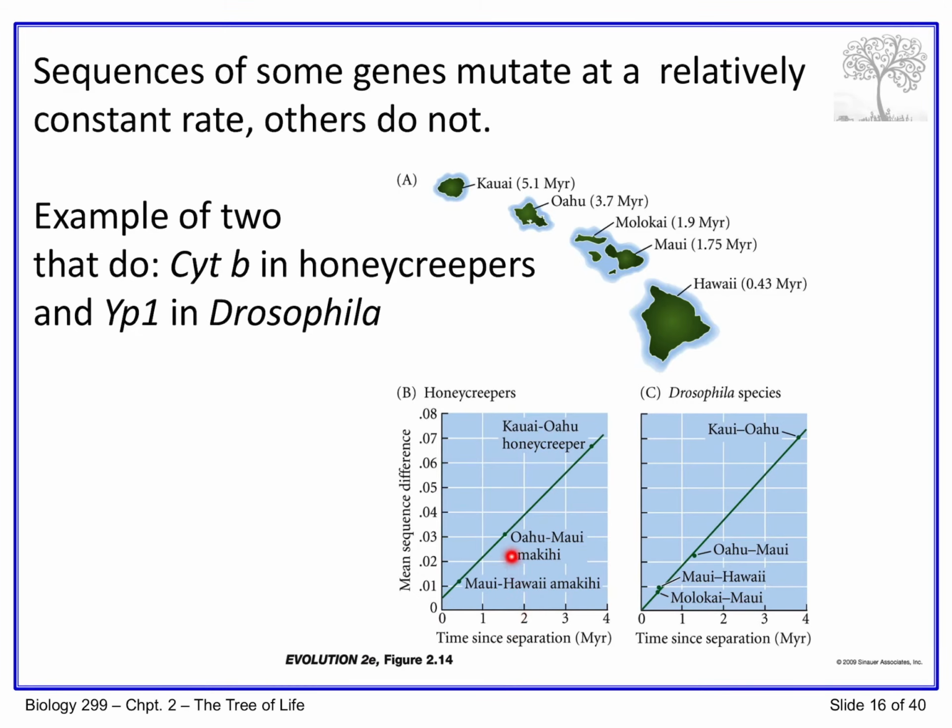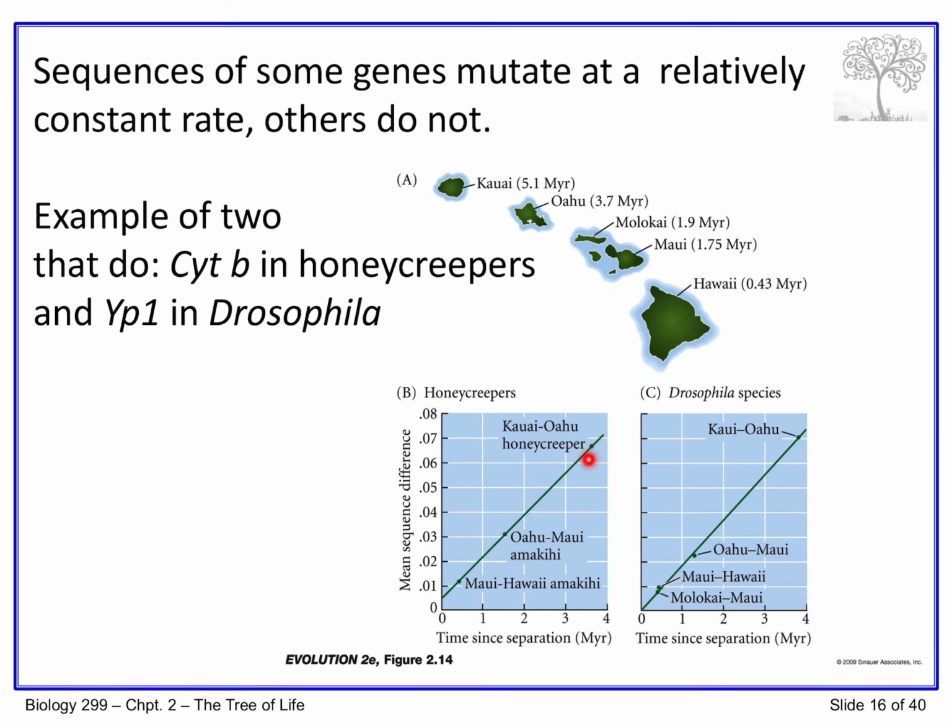Now, if you look at Oahu and Maui, we know that their time since separation was much more, so about 1.5 million years compared to about 0.5 million years for Maui and Hawaii. So it took longer for Oahu and Maui to separate. They've been separated longer, let's say. And we know that we have mean sequence divergence of about 0.03%, okay?